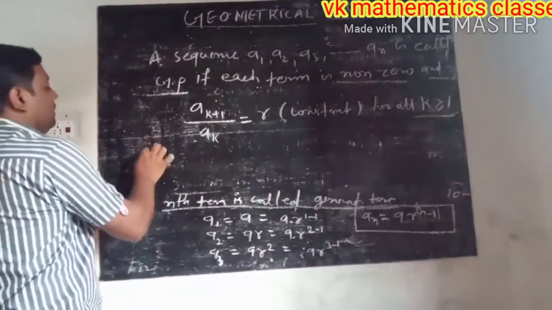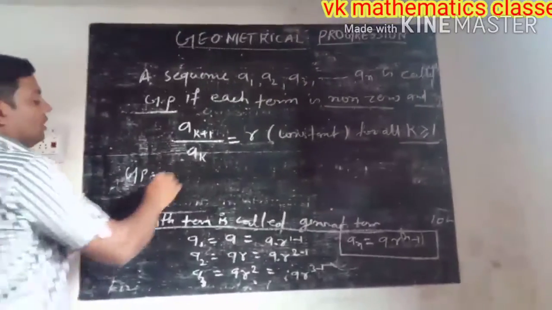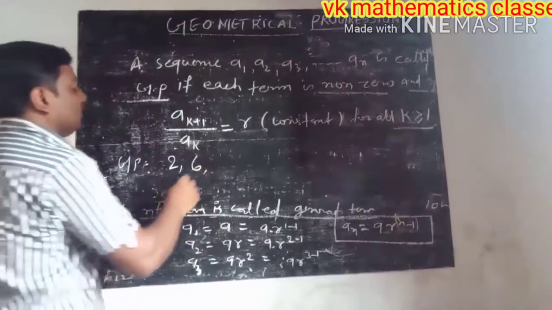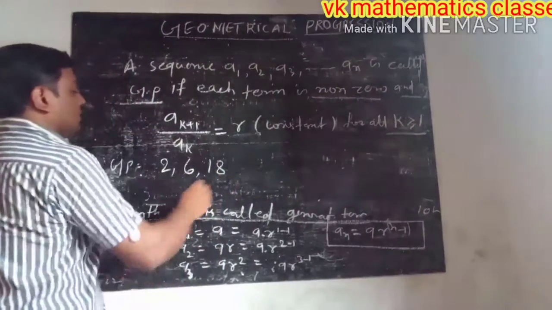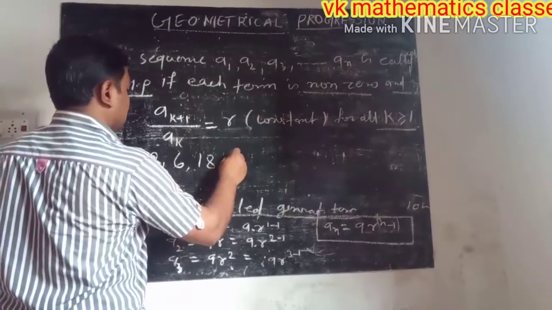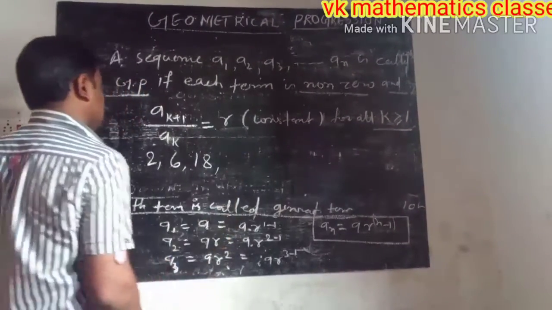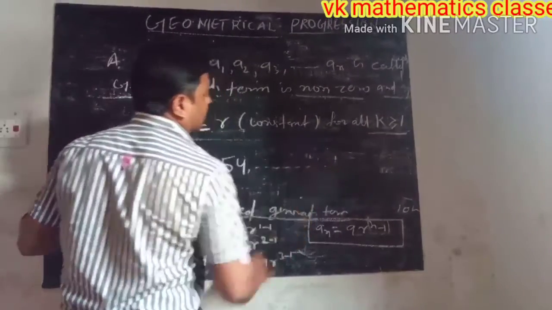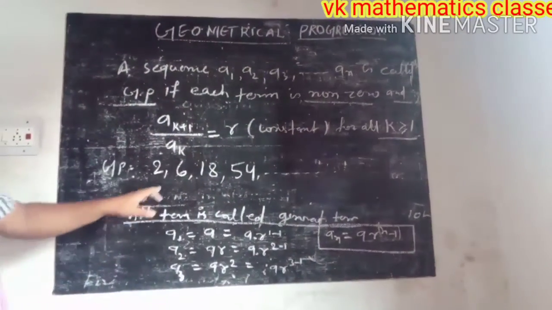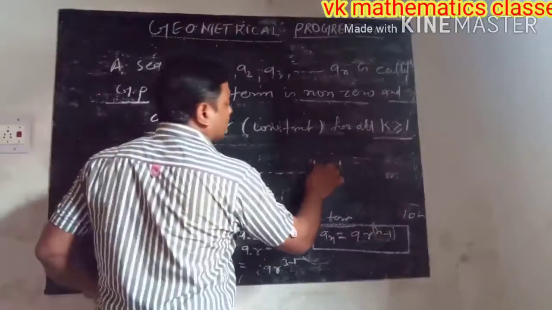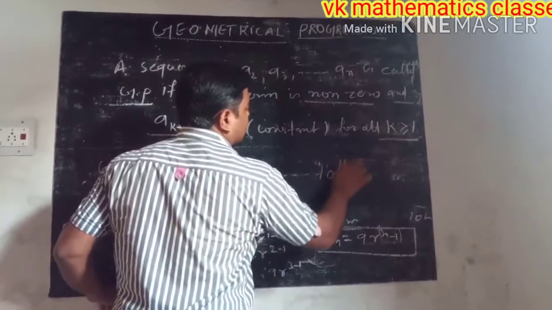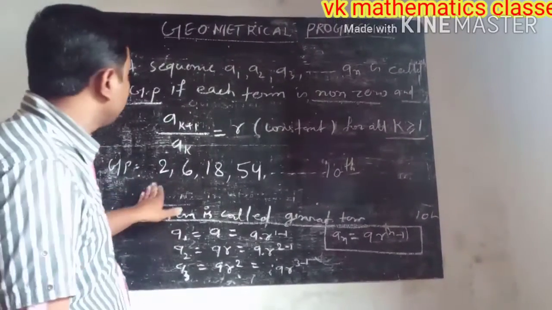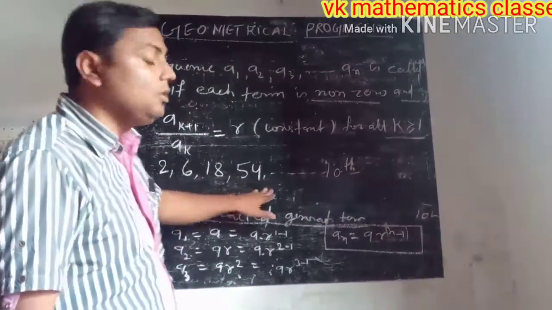Suppose a GP: 2, 6, 18, 54 and so on. Find its 10th term. This is a GP. First I will check whether it is a GP or not.